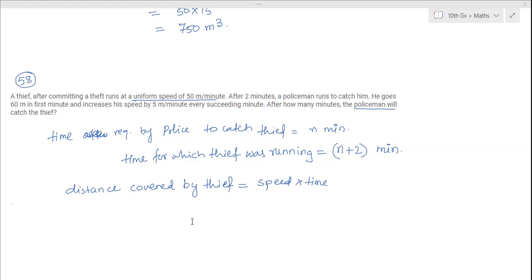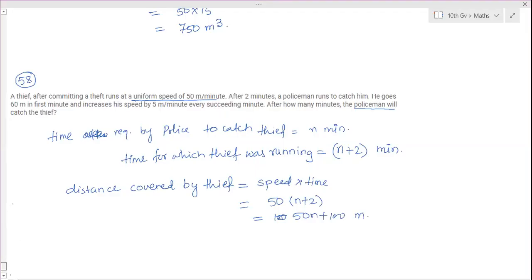It is speed into time. So speed is 50 meters and time is n plus 2. That is 50n plus 100 meters distance covered by the thief.